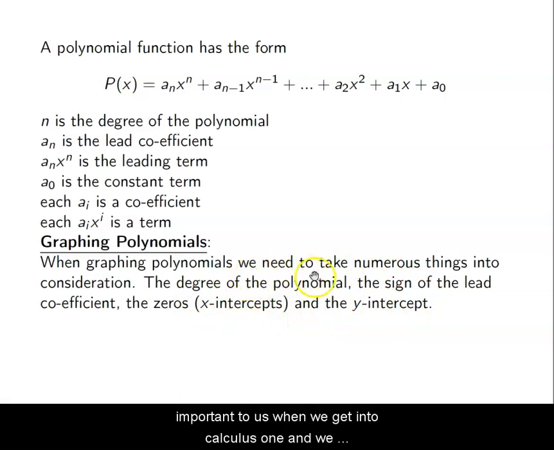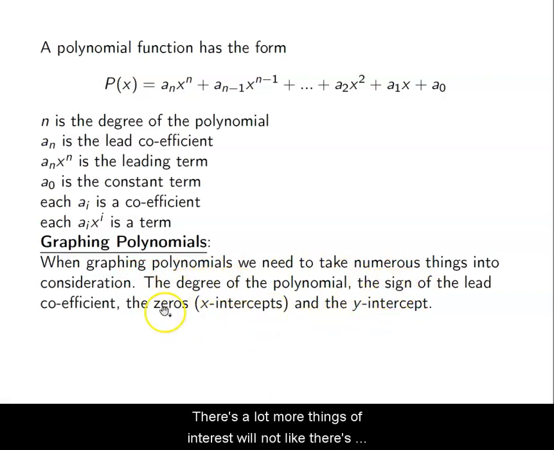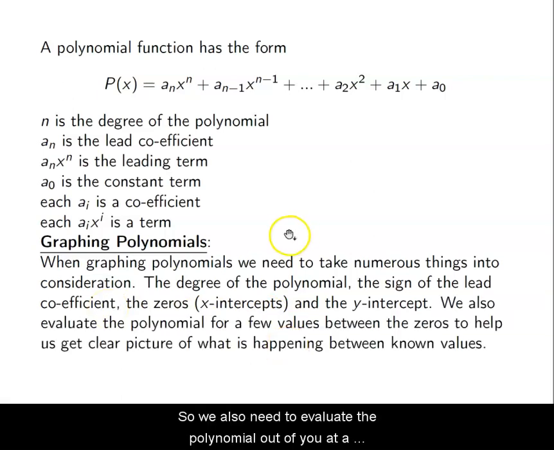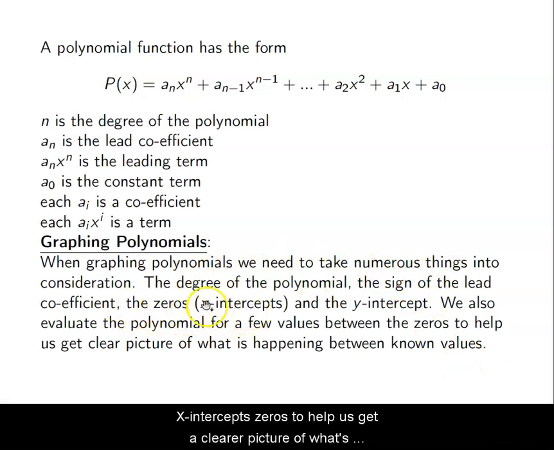When we get into Calculus 1 and we start talking about polynomials and analyzing the graphs a little bit deeper, there's a lot more things of interest. Well, not a lot, there's only a couple, but it helps us to be a little bit more accurate when we're trying to graph these functions. Okay, so we also need to evaluate the polynomial at a few values that are between the x-intercepts, the zeros, to help us get a clear picture of what's happening in between the values that we have known information for.